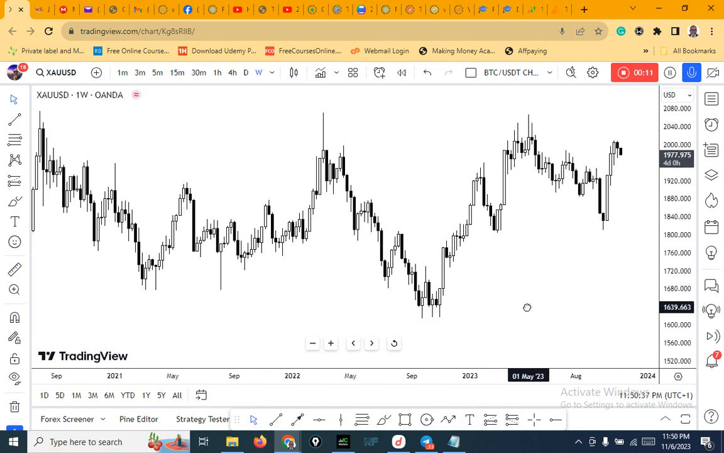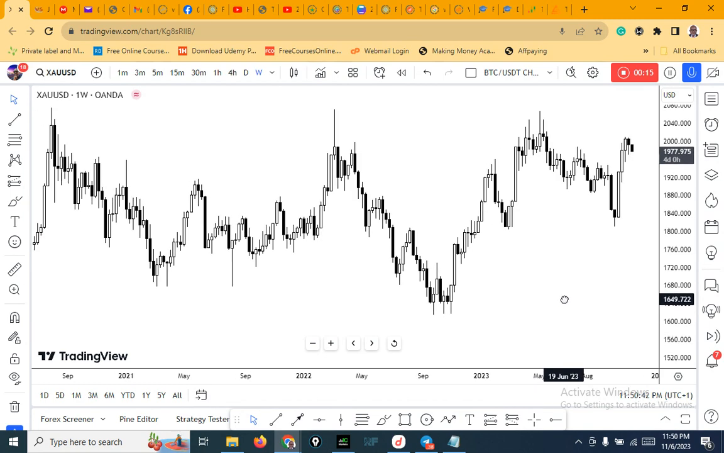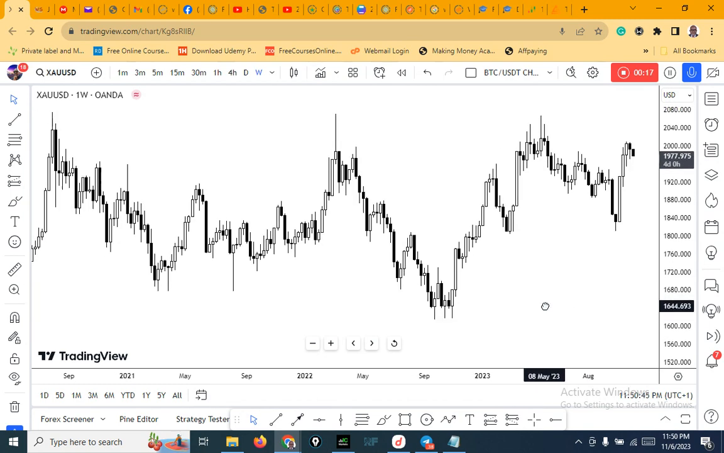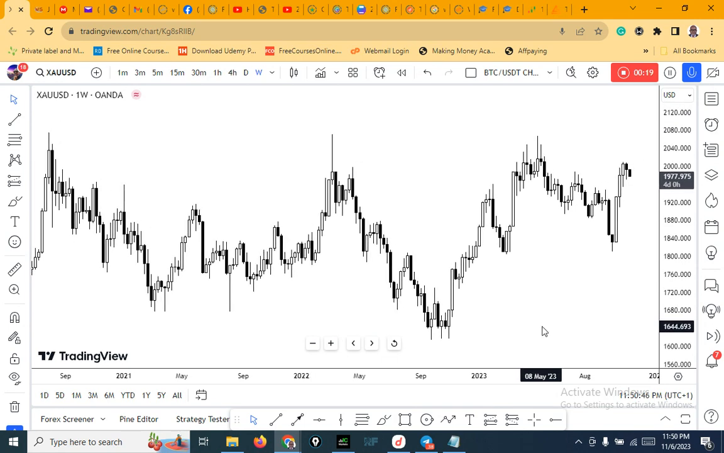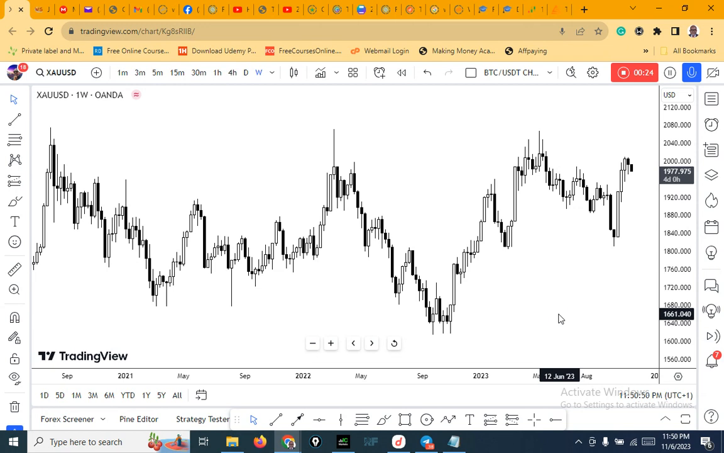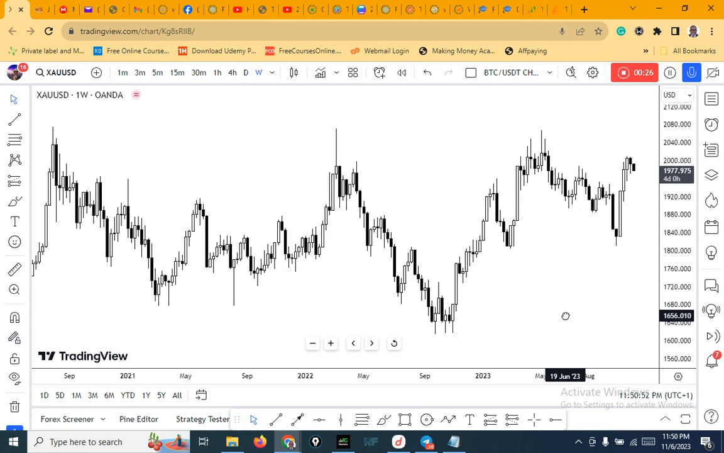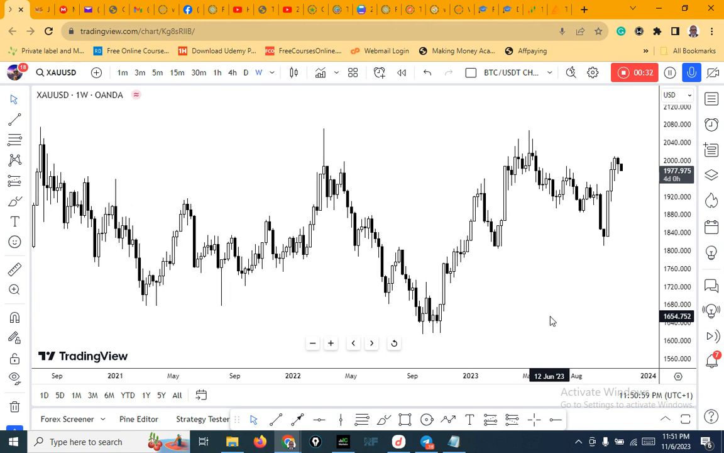Today, guys, I want to analyze gold. For a couple of weeks now, I've not done analysis on gold. I've not traded gold because of the volatility and the randomness of the markets. I've not been comfortable with what the market is doing, so I've stayed away from gold. But today I'm going to analyze gold and I will teach you guys how to analyze the market.